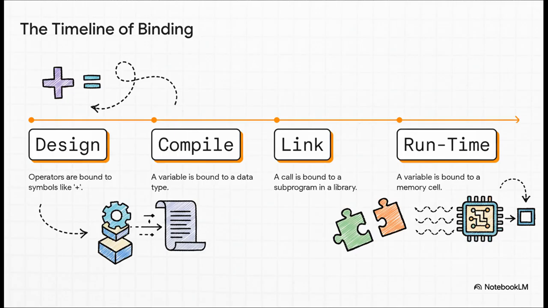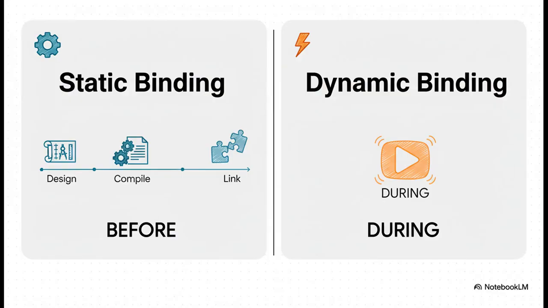And this is the big one. Some things get bound only when the program is actually running. This timeline is what splits our world in two. And that brings us to our two big ideas. Any binding that happens before the program executes, that's static binding. Any binding that happens during the program's execution, well, that's dynamic binding. Before versus during. That's really all it is. Let's dig into that first one.